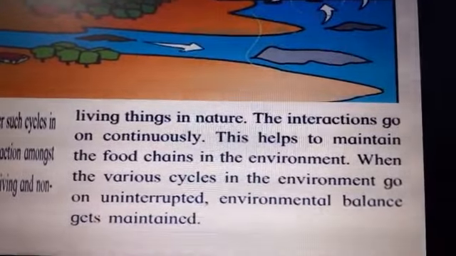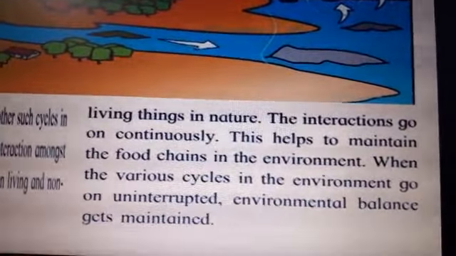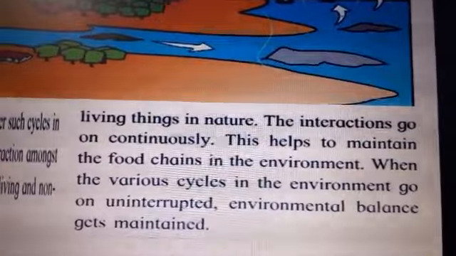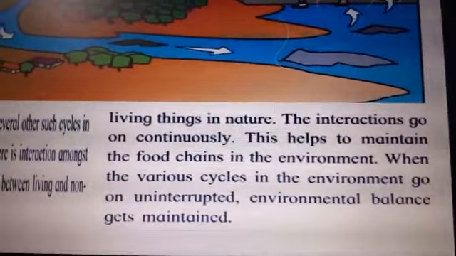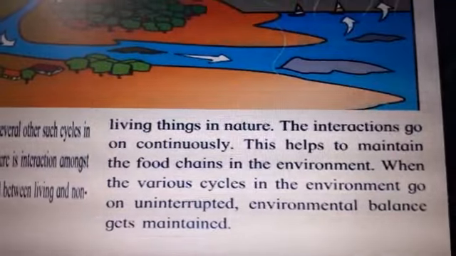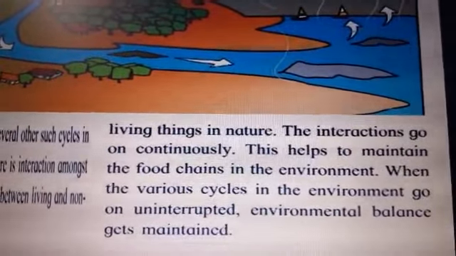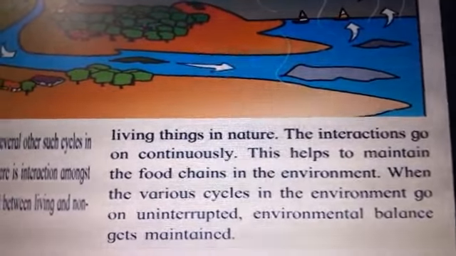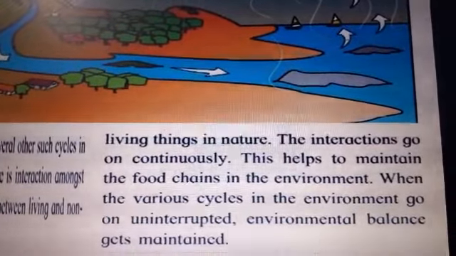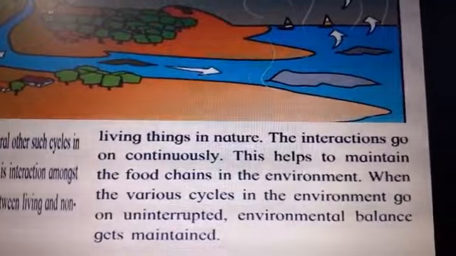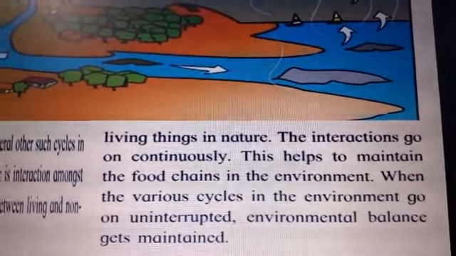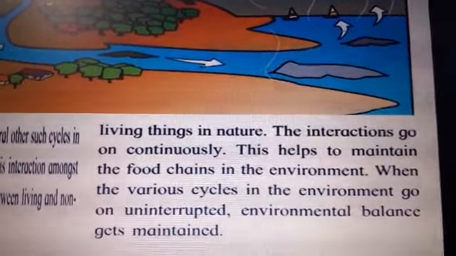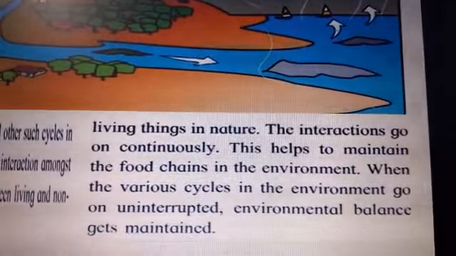The interactions go on continuously. So this is nature. This cycle goes on automatically, continuously. This helps to maintain the food chains in the environment. So this is how the food chain in the environment is maintained on its own. But if we disturb any of the cycle, children, any of the activity of the nature is disturbed, then it creates a problem in the environment. When the various cycles in the environment go uninterrupted, uninterrupted means what? Without any disturbance. All these cycles go on doing their work naturally. Environmental balance gets maintained. Means at that time the environmental balance is maintained automatically.